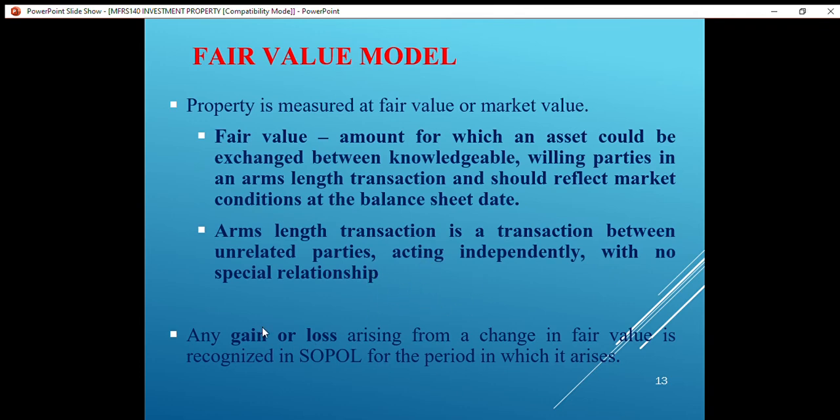And then any gain or loss arising from a change in fair value is recognized in SOPOL for the period in which it arises. Any gains or loss shall be recognized in the SOPOL for the period in which it arises.